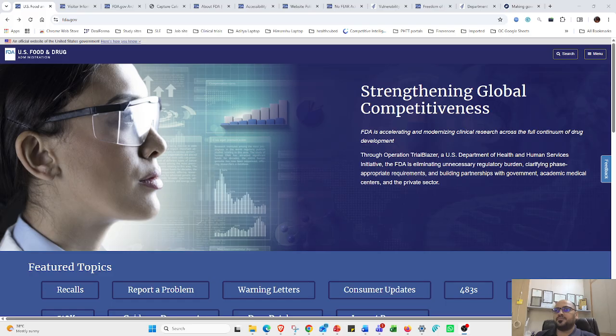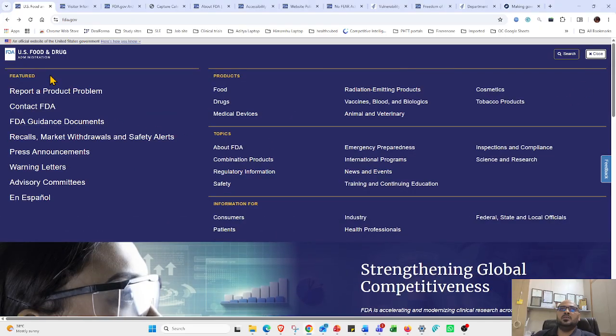So for now, let's see what all we have. This is the FDA website, fda.gov. If you go into the menu section, you will see the features: report a product problem, contact FDA, guidance, recalls, press announcements, warning letters, advisory committees, right? If you want to see all this in Espanol, you can do that. Then the products they cover: food, drugs, medical devices, radiation emitting products, vaccines, blood and biologics, animal and veterinary, cosmetics, and tobacco products.